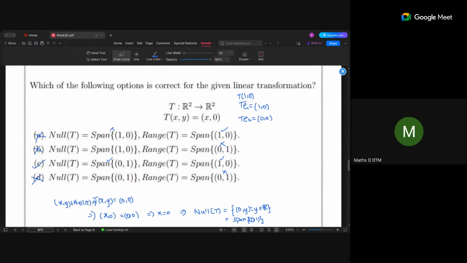Is this fine for everyone? Yeah. Not option A, option C. Is this fine? Can you please explain once again the second part, null of T?